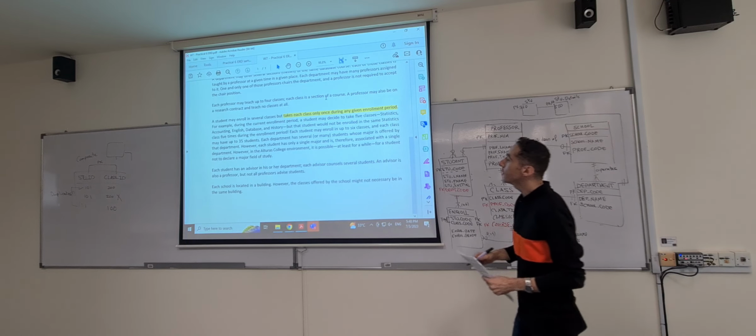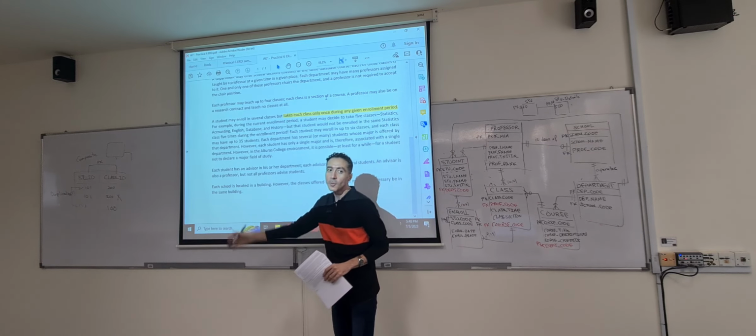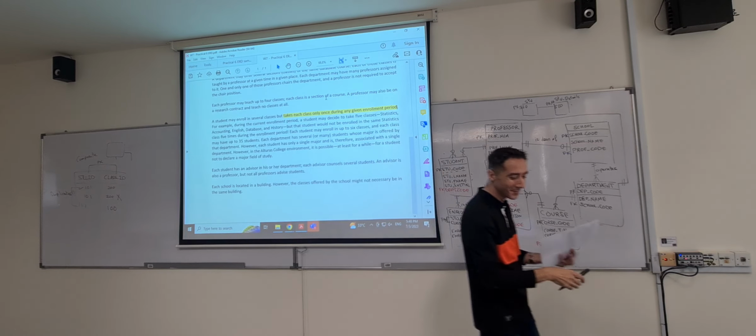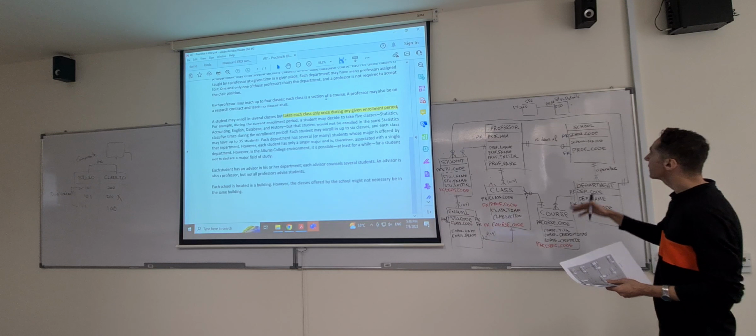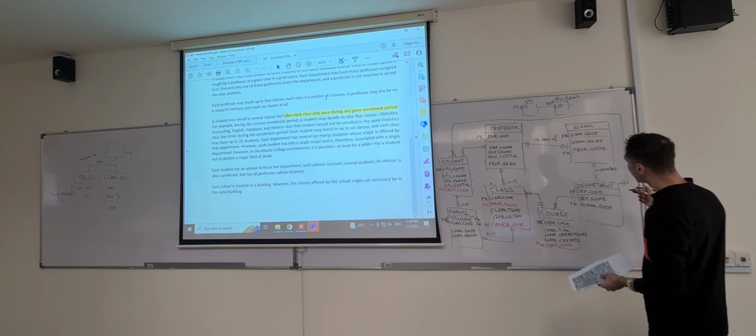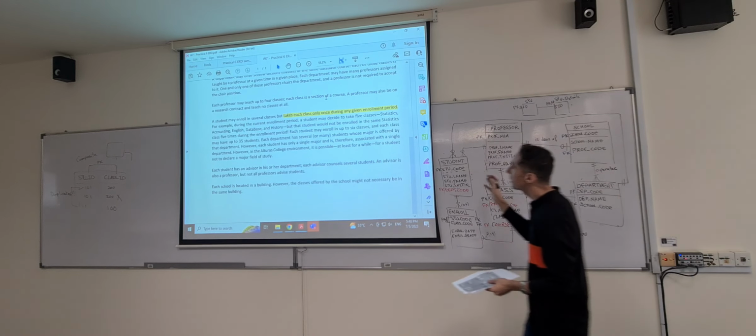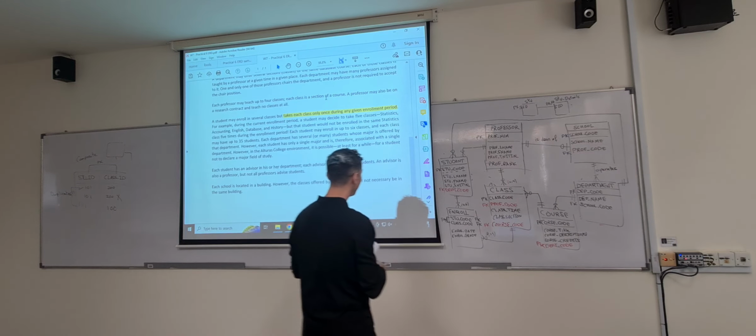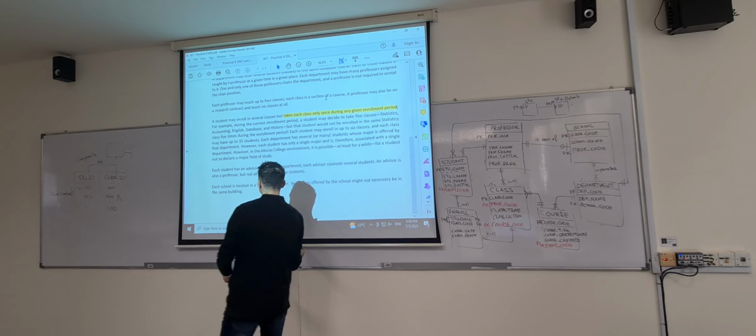Okay, each school is located in a building. Now we come to a building. Now we need building. So we need to add somewhere. I don't see any place. Where to put it? I think I'm gonna use this side. Or maybe we take this off a little bit.